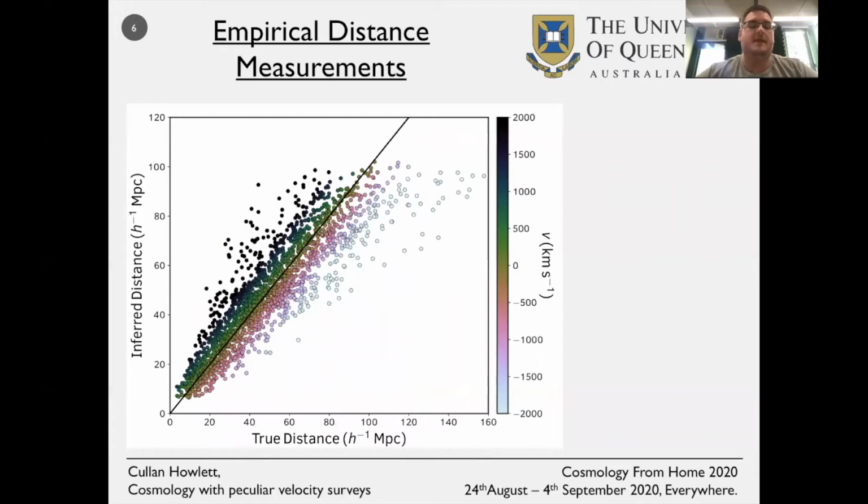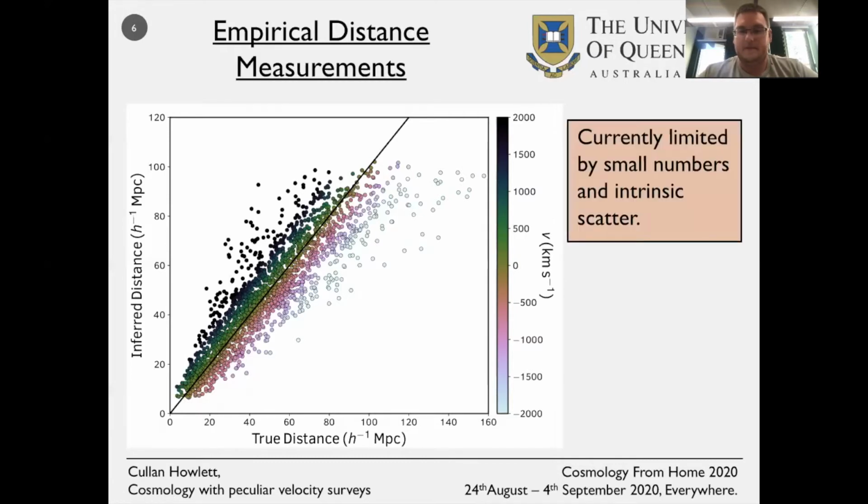This sort of makes this point a bit clearer. So basically what you do is on the x-axis, you plot the true distance, which you infer from your distance indicator. On the y-axis, I'm plotting the distance you would infer from a galaxy's apparent magnitude and a cosmological model. And the deviation from this one-to-one line encodes the peculiar velocity. And so these sort of measurements are currently limited by small numbers, and there's also a lot of intrinsic scatter in these relationships.